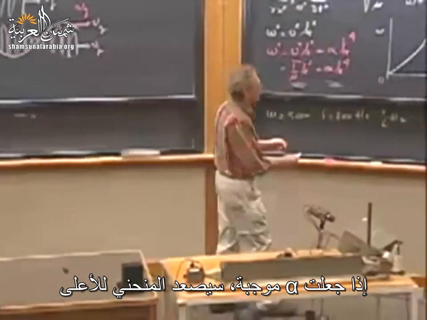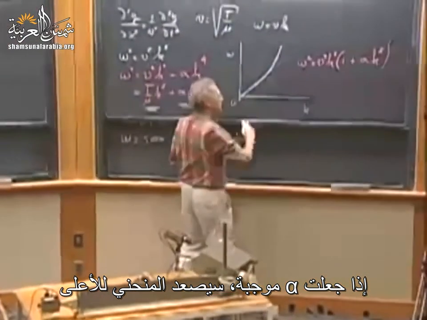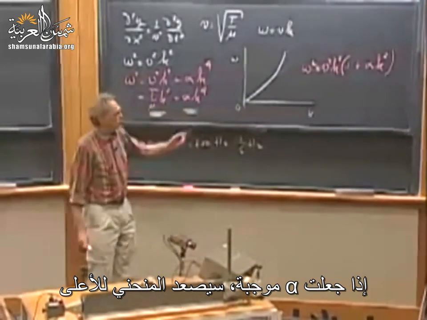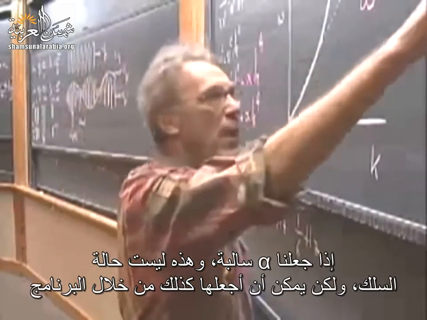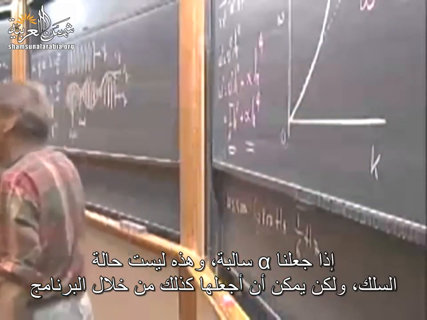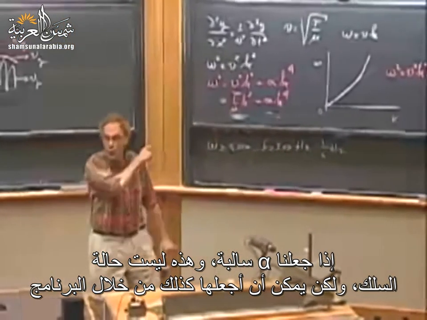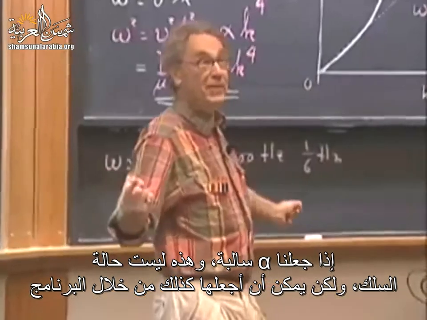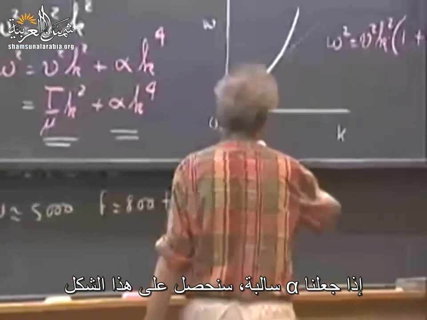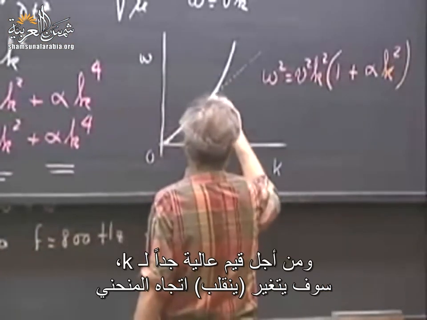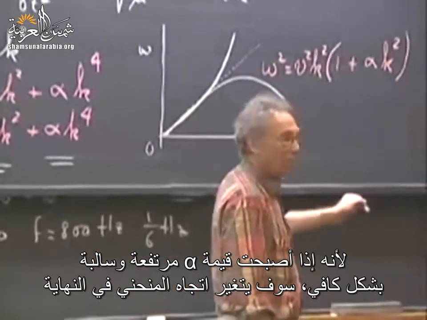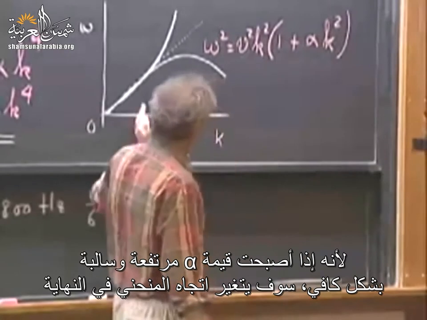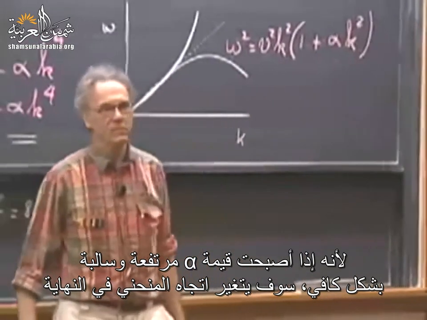If I make alpha positive, it will turn up. That's the general idea. If you plot it, it goes like this. If you make alpha negative, which is not the case for a string, it's just in this toy model, I can put alpha minus, right? If you put alpha minus, then you're going to get this. And if you go to very high values of k, it will even turn over. Because if alpha becomes high enough negative, ultimately it will turn over.